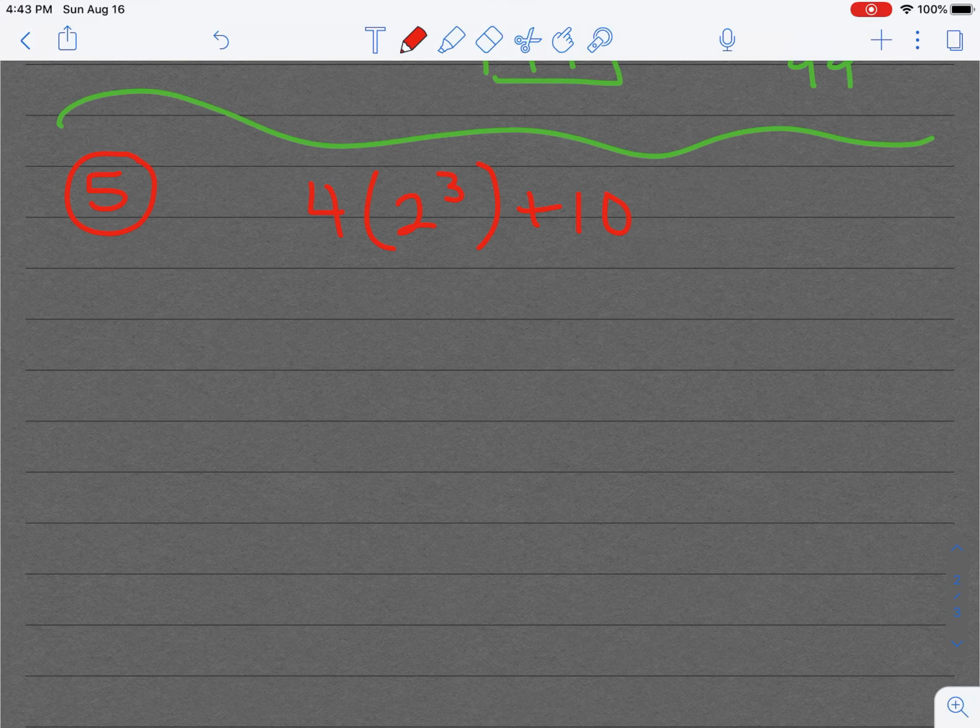So inside the parentheses, I think you should keep writing these down, and I always will too, to help us. So inside the parentheses, we have an exponent. Okay, well this doesn't mean 2 times 3. It means 2 times 2 times 2. So 2 times 2 is 4, times 2 is 8. Bring down the parentheses, bring down everything else. You can see your triangle beginning to form. And so that's 32. That would come before the addition, plus 10, and that would be 42.